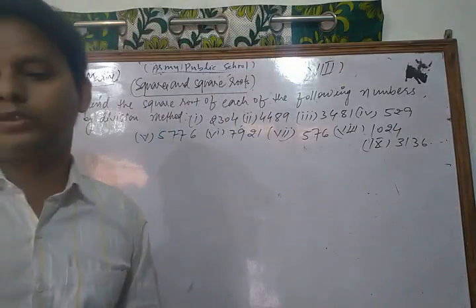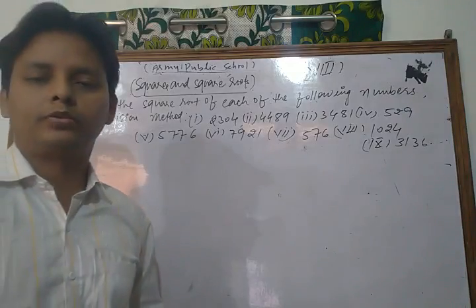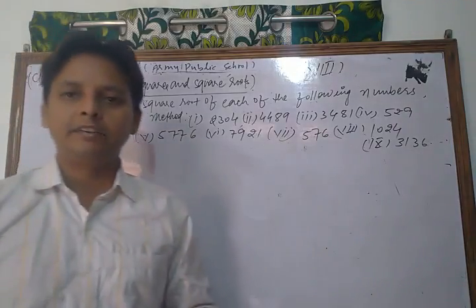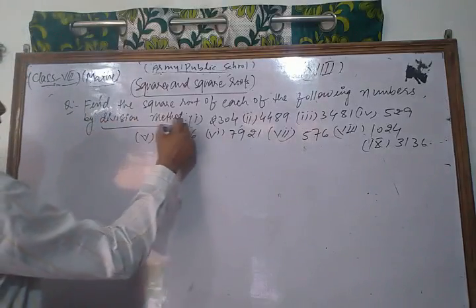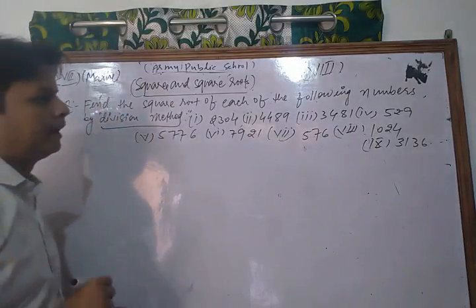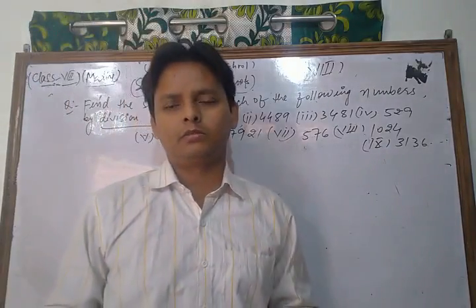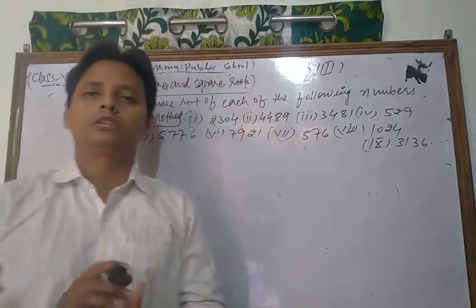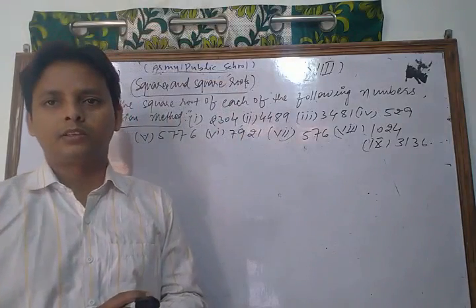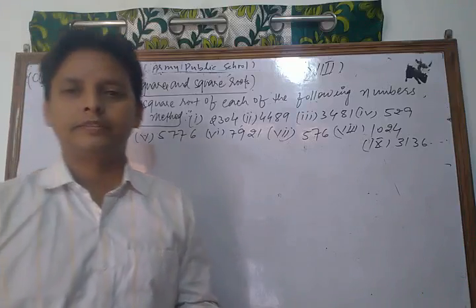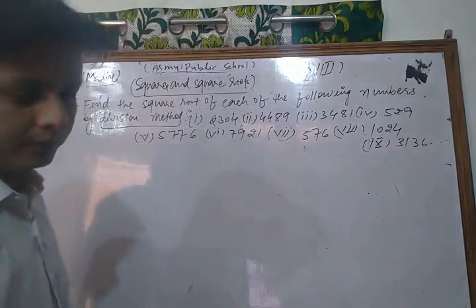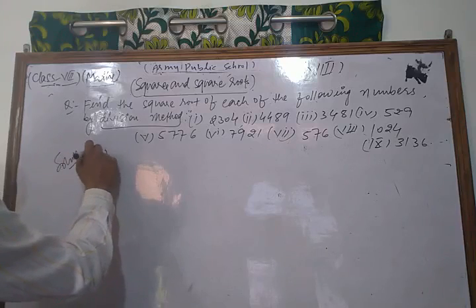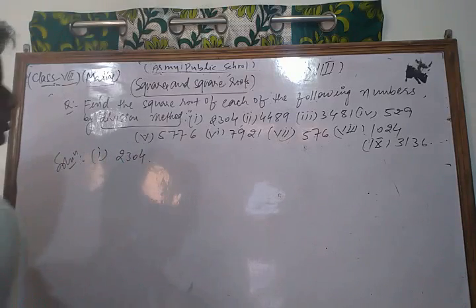These are some important questions of your NCERT exercise, to find the square root of each of the following numbers by which method? By division method. In the previous class we took some important questions to find the square root using the prime factorization method. Now in today's class we discuss the division method. Let's see its solution. First of all we take and solve the first part of this question, which is 2304.